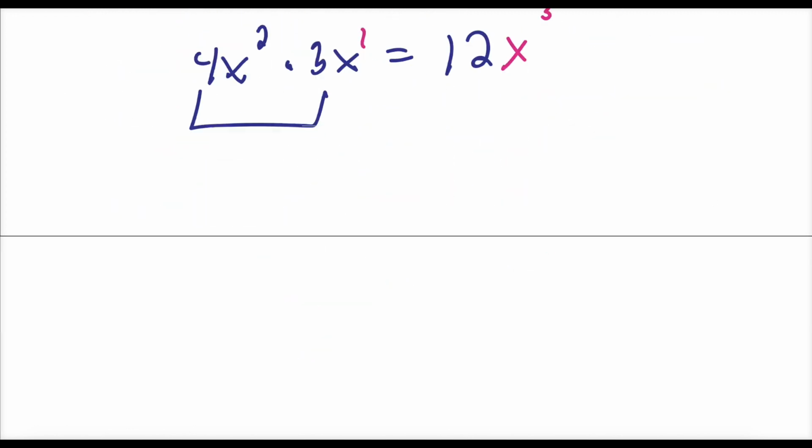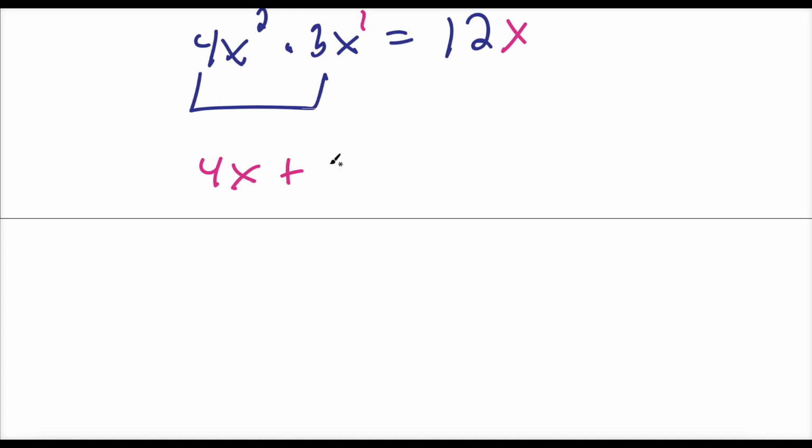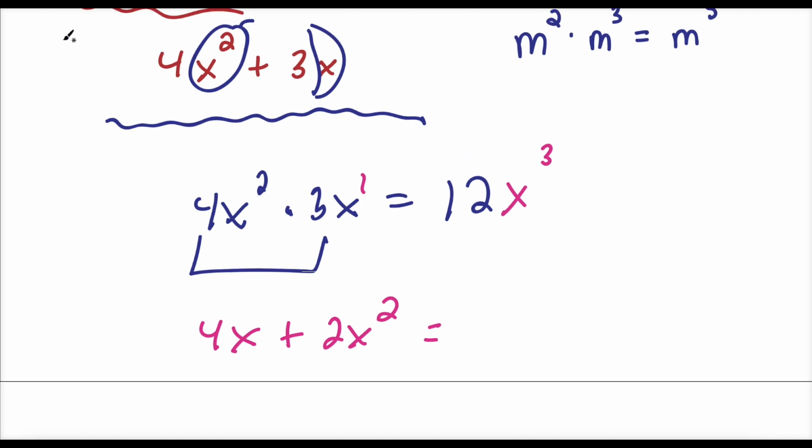All right, so if you have 4x plus 2x squared, what is that? Now I'm just drawing a bunch of arrows. So what do you think? They're apples and oranges. They can't talk to each other because this is not exactly the same as that. It has a power there. So we can't do anything with that. So it's just 4x plus 2x squared.